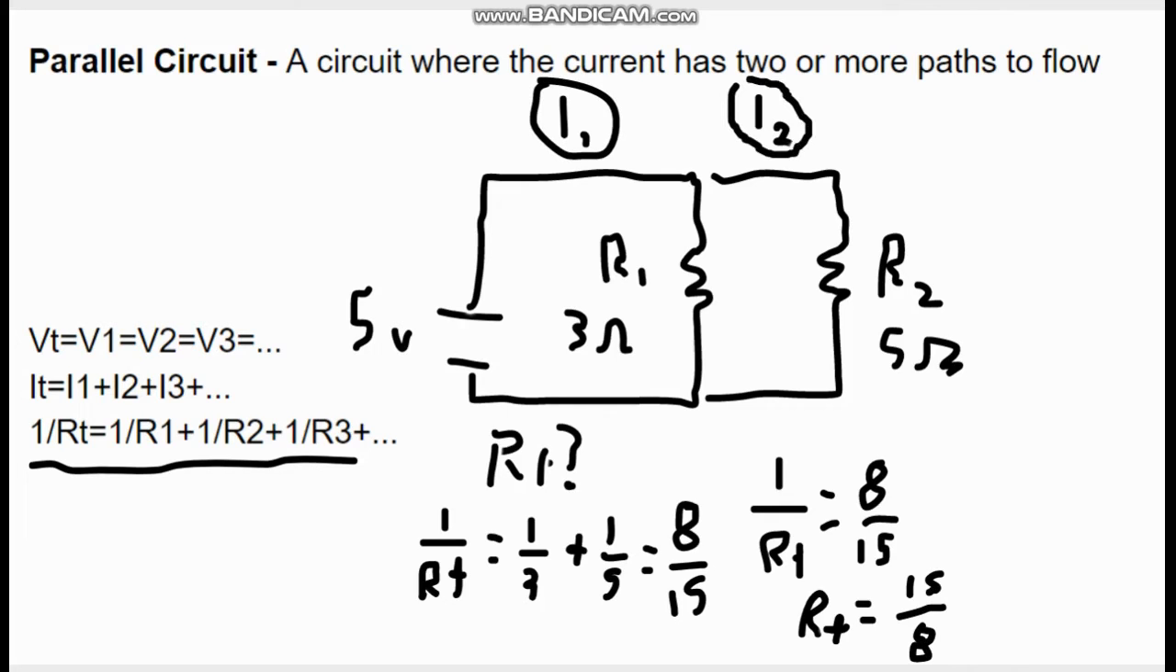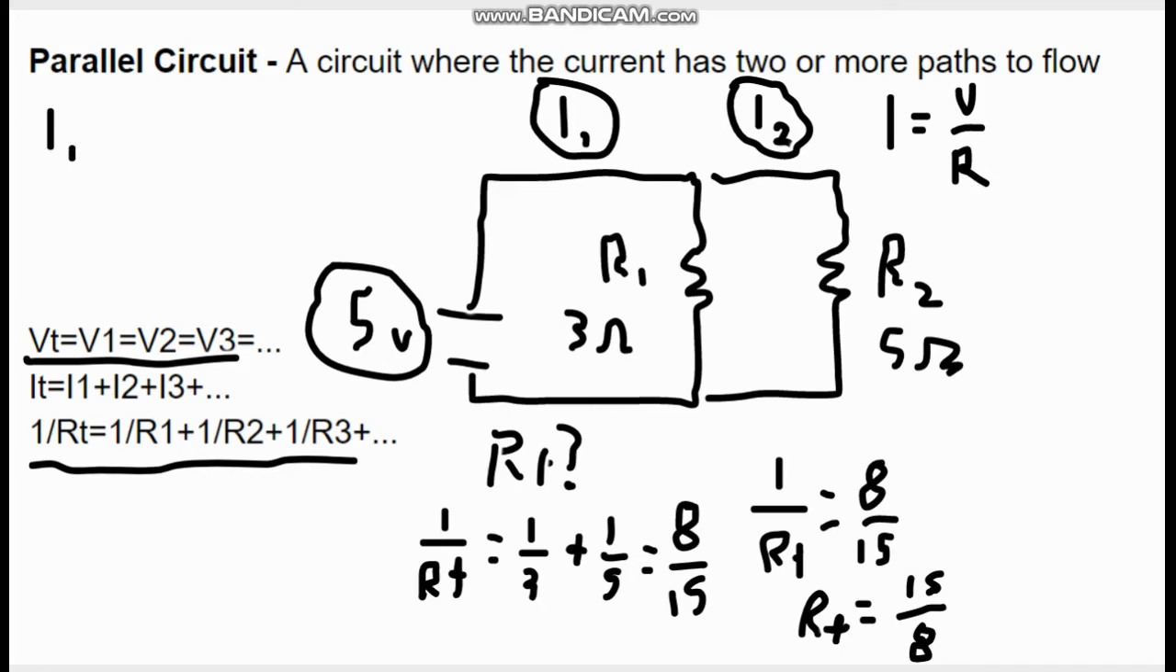Now if we want to find current 1 and current 2, well, we know from Ohm's law that I equals V over R, and the V is the same throughout. So for I1, we could just do 5 volts divided by the first resistor, which is 3 ohms. You get I1 is 5 over 3 amps. For I2, we would do the same thing, except we use R2, which is 5 ohms. So we get I2 equals 1 amp.